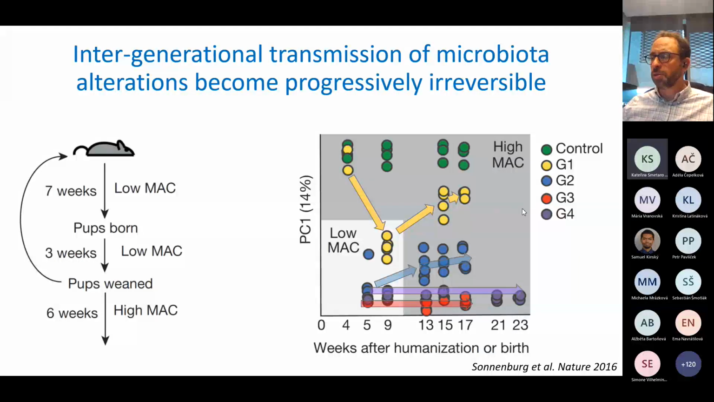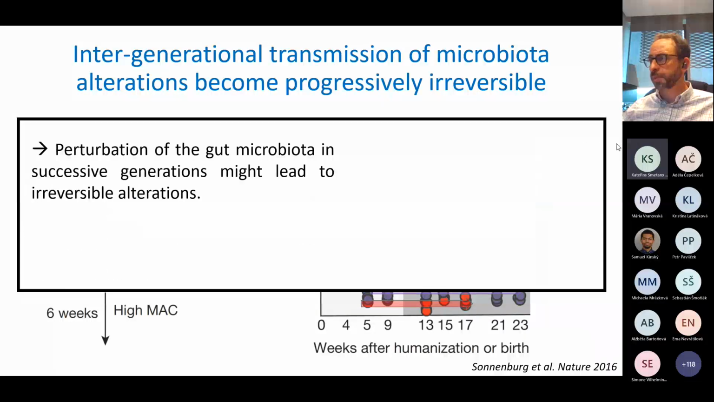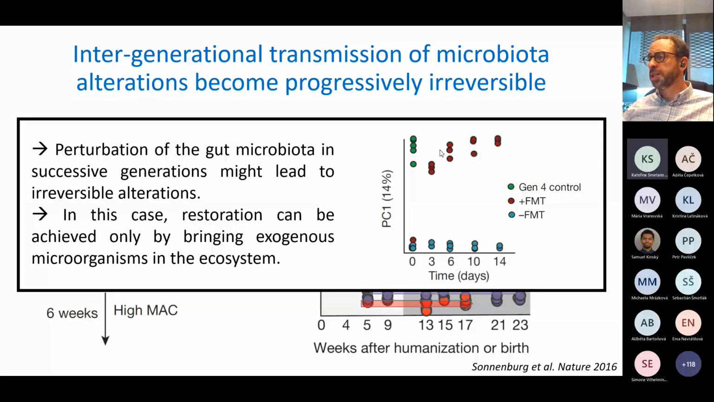And this is particularly important because this Western diet, we have had it for a long time, and it is possible that we have this type of transgenerational effect regarding the microbiome, even in humans, actually. So in this experiment, the only possibility to restore the normal microbiome was indeed to perform fecal microbiota transplantation, so to bring back really new microbes into the system.